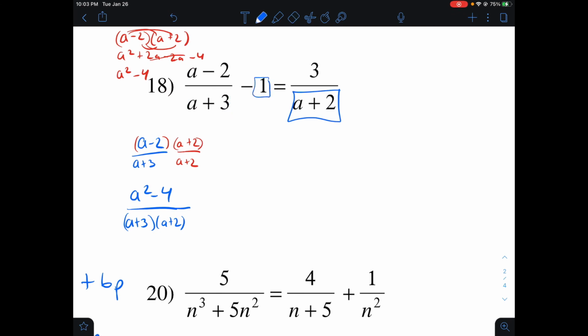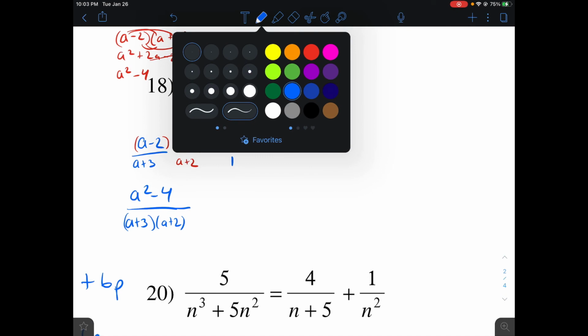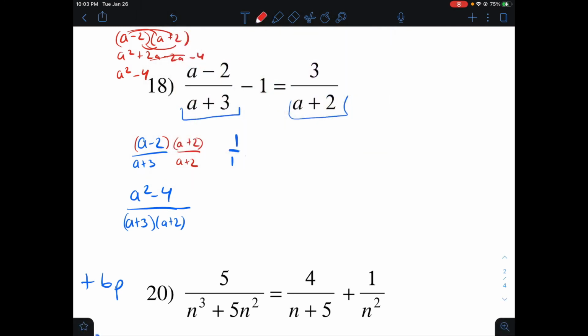Now we have to look at this other guy. What is this guy missing? He's missing everything that could possibly be in the denominator. This guy has an a plus 3, and this guy has an a plus 2, so he needs both. We're going to take our 1 and turn it into a fraction, and multiply it by a plus 3 and a plus 2 on top and bottom.